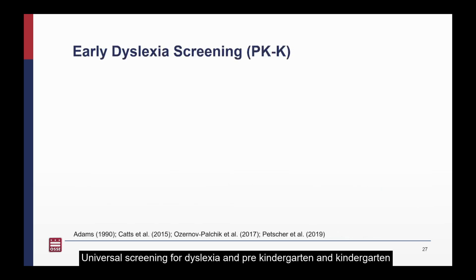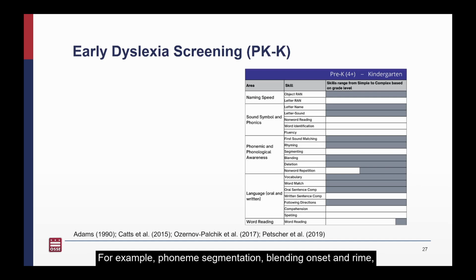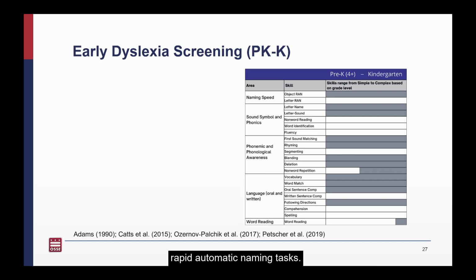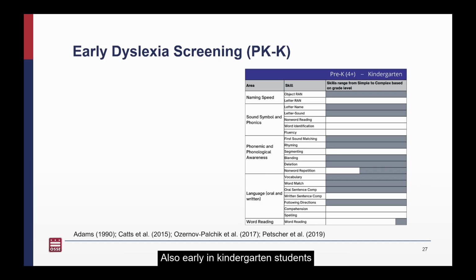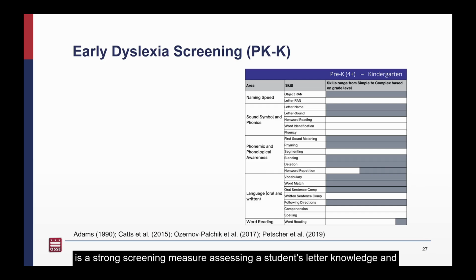Universal screening for dyslexia in pre-kindergarten and kindergarten is most successful when it includes phonological awareness tasks, for example, phoneme segmentation, blending, onset, and rhyme; rapid automatic naming tasks, for example, letter naming fluency, letter sound correspondence; and phonological memory. In kindergarten, students' knowledge of the alphabet, assessed through letter naming, is a valuable screening tool. Also, early in kindergarten, students' developing awareness of the phonemic structure of spoken words is a good predictor of their reading, and is a strong screening measure. Assessing a student's letter knowledge and phonological awareness skills early should be part of a screening system in beginning reading.